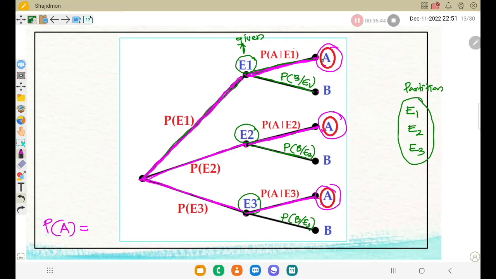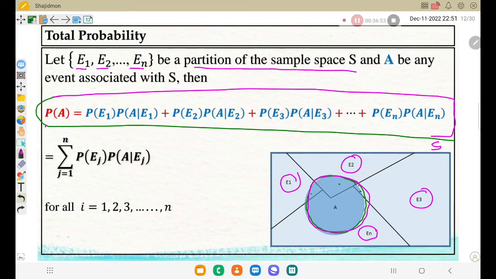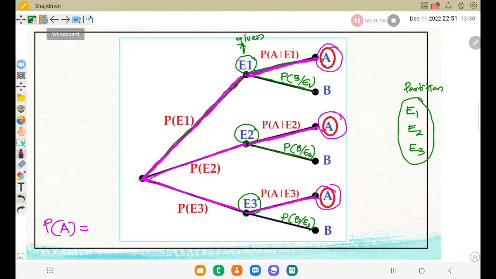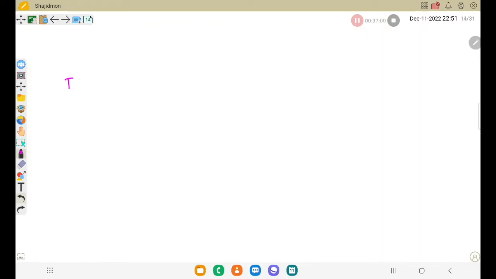First partition under A probability, then second partition A probability, then third partition, like that we add, so that we will get the total probability. So this is the idea, total probability. That is why we are calling it total probability, correct? So how can we write the rule?